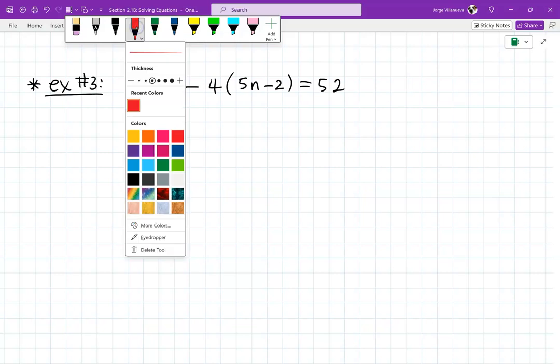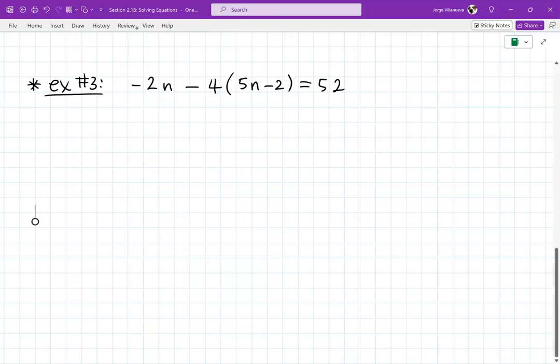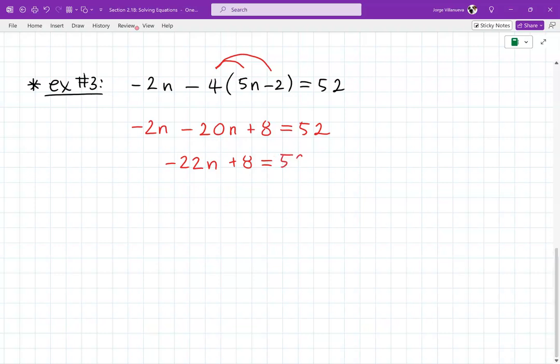All right, so we're going to first distribute, okay? So let's distribute here and there. So I got negative 2n minus 20n plus 8 is equal to 52. All right. I am going to combine my like terms. So if I combine negative 2n minus 20n, what do I get? Negative 22n. So negative 22n plus 8 is equal to 52.